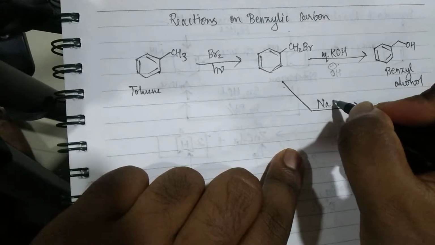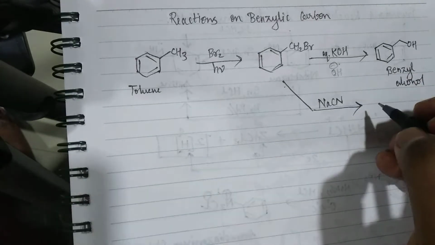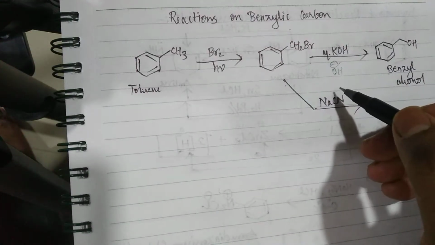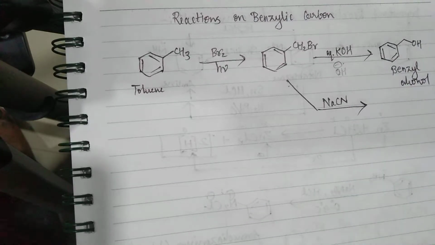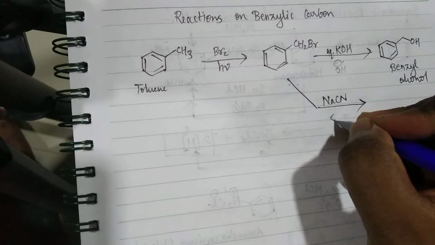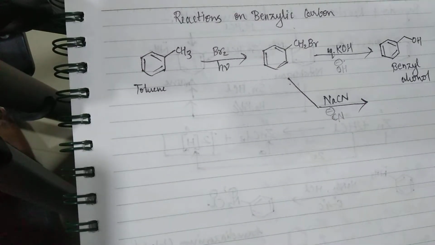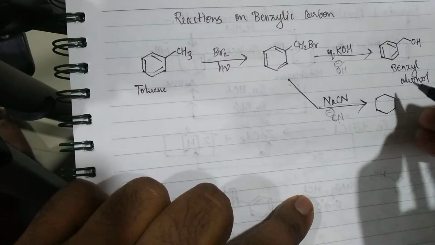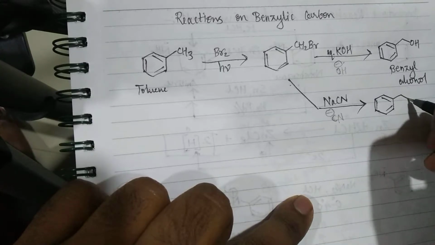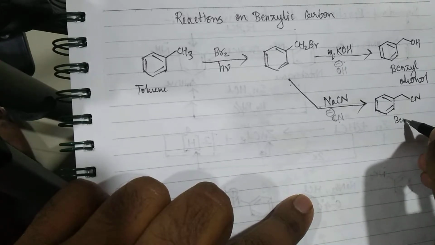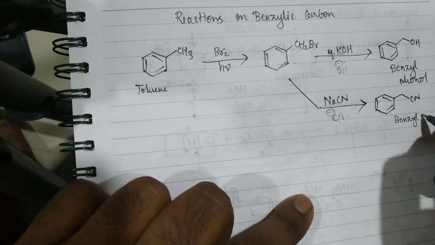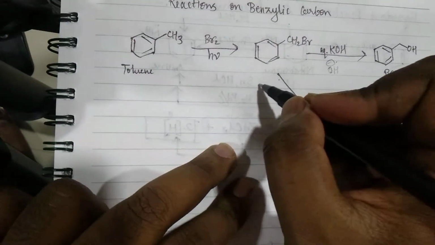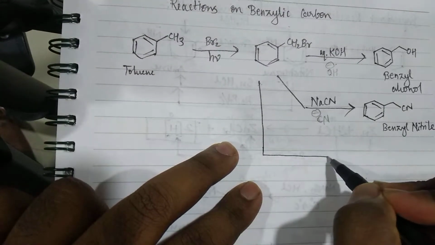Suppose I have sodium cyanide. Sodium cyanide you can handle more easily compared to HCN. Now in sodium cyanide, CN minus is your nucleophile. So CN minus will replace Br and you will have benzyl nitrile. Another nucleophilic reaction which is possible.